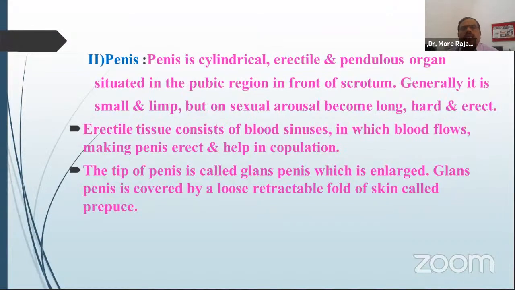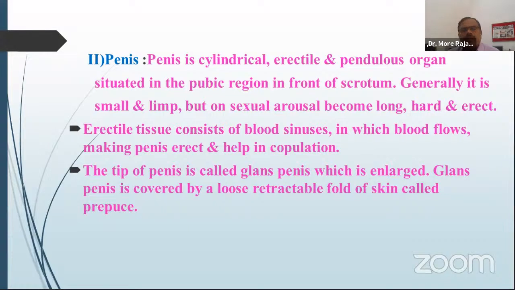Penis is a cylindrical, erectile and pendulous structure. It is located in the pubic region in front of the scrotum. Generally, it is small and limp in unerected condition. But on sexual arousal, when there is excitement, the penis becomes long, hard and erect. Erectile tissue of the penis consists of blood sinuses. So in those blood sinuses, blood flows and makes the penis erect, which is helpful in the process of coitus or copulation.